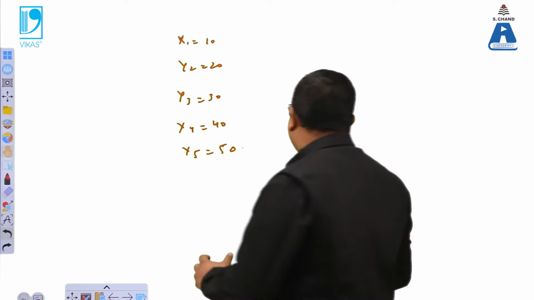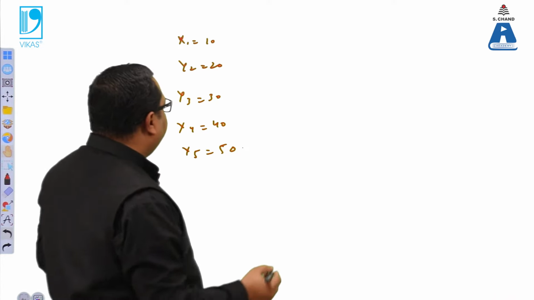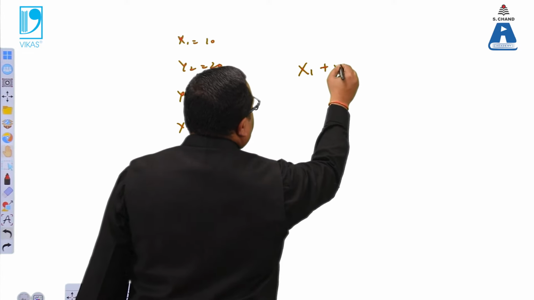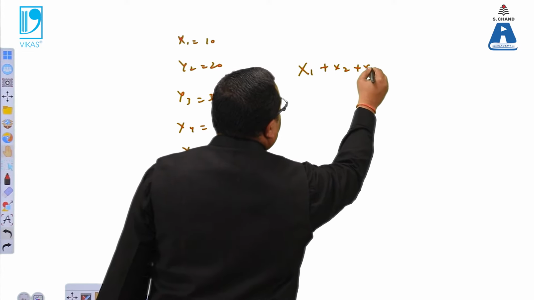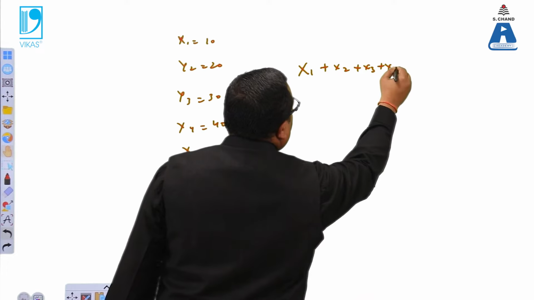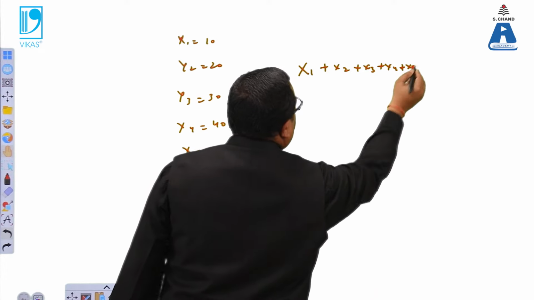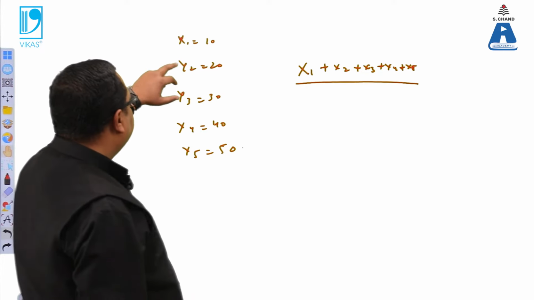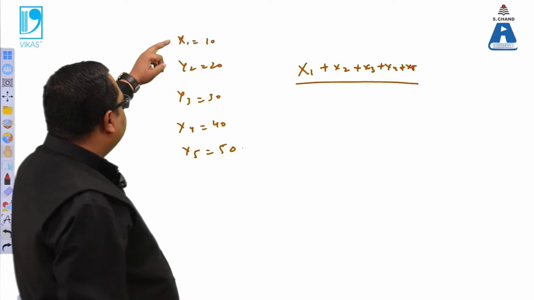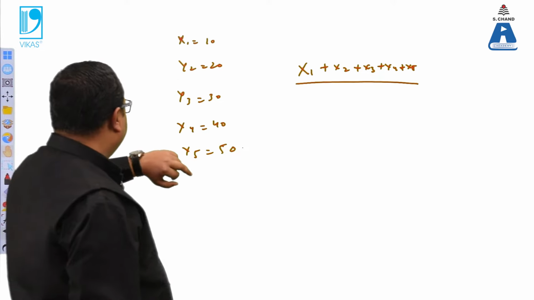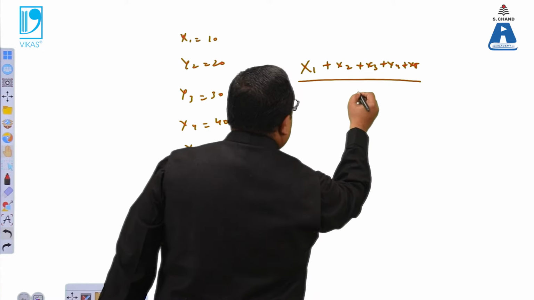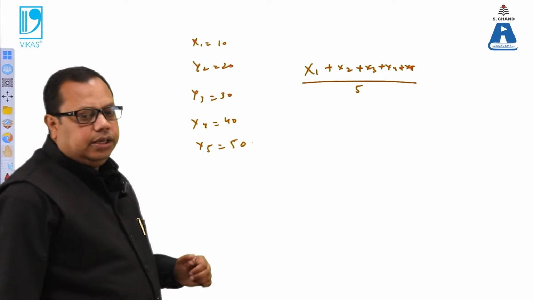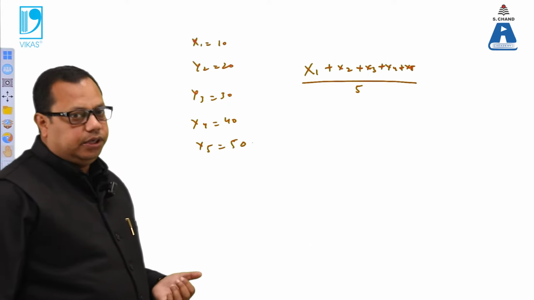When we want to calculate the mean of this, we have to add up x1 plus x2 plus x3 plus x4 plus x5 and divide by the total number of terms. Here the total number of terms is x1, x2, x3, x4, x5. When you calculate it, that value is called the mean value.